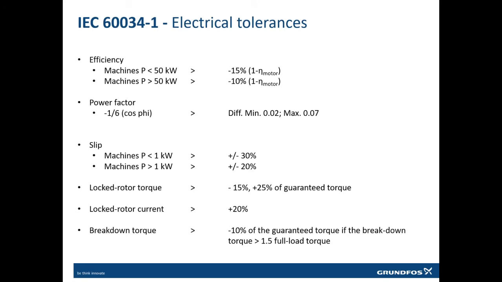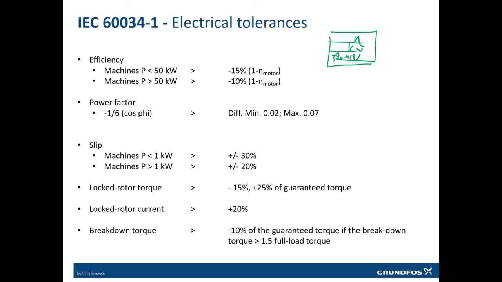Then the next one is the tolerance. Tolerance is how much the motor is allowed to deviate from the given values on the motor nameplate. Whenever you receive a motor with a nameplate, the nameplate defines all the characteristics. The efficiency will be this, the kilowatt will be this, the voltage will be, for example, 380 to 405.